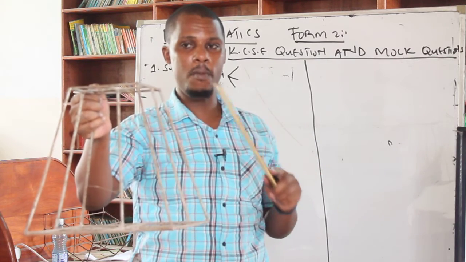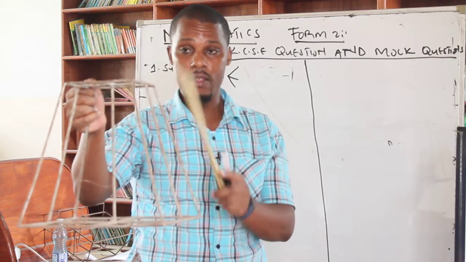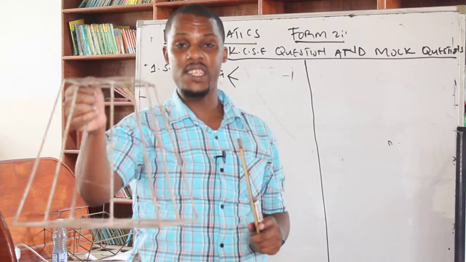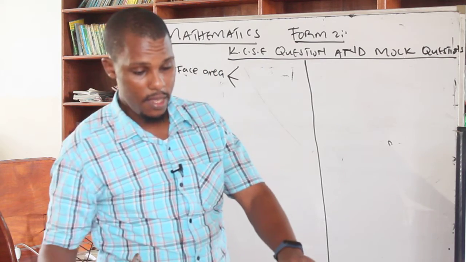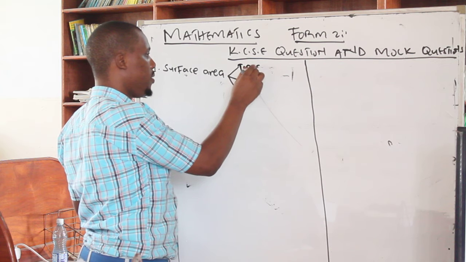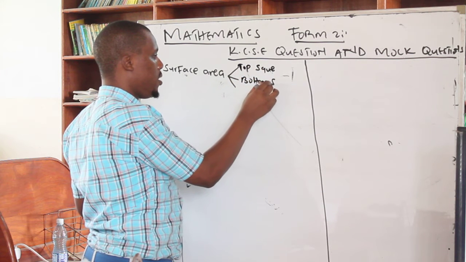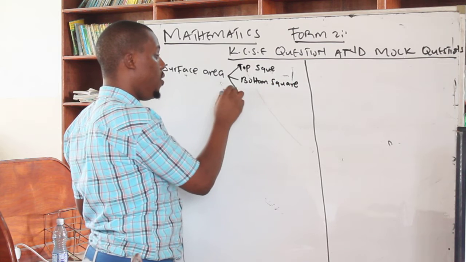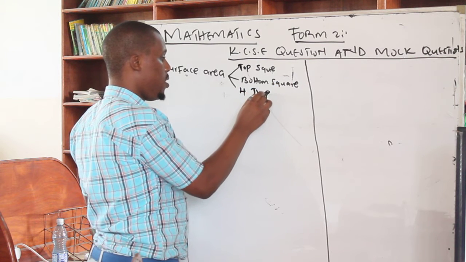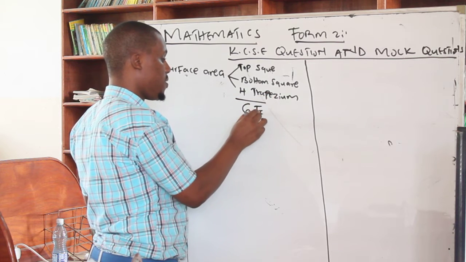The only time they could not be the same is when the base is a rectangle. That's why you could have the trapezium not being the same. So in total, we have 6 faces. That is the top square, then we have the bottom square, and then we have the 4 trapezium. So in total, we have 6 faces.